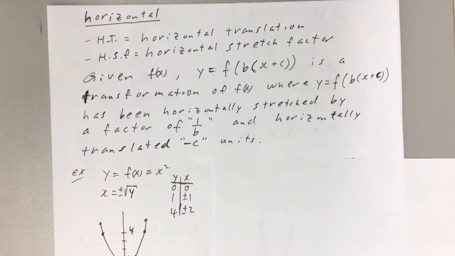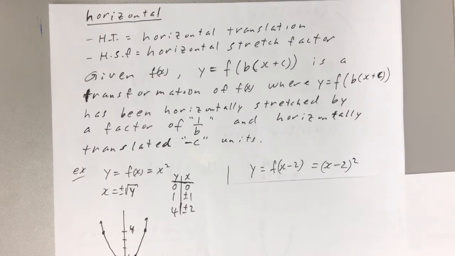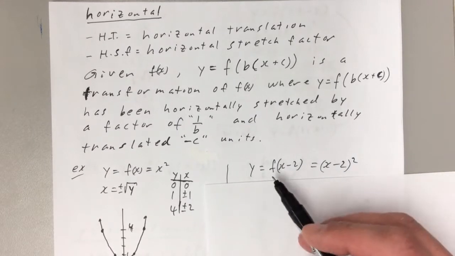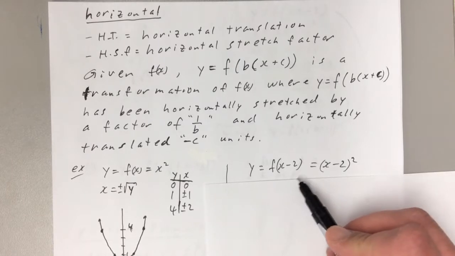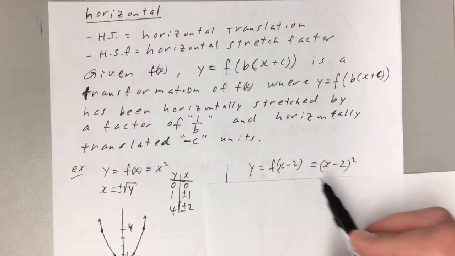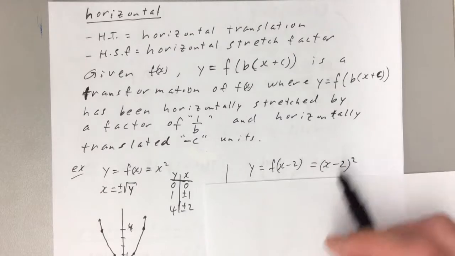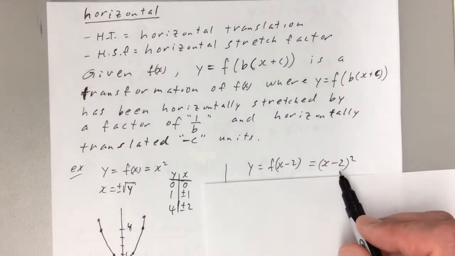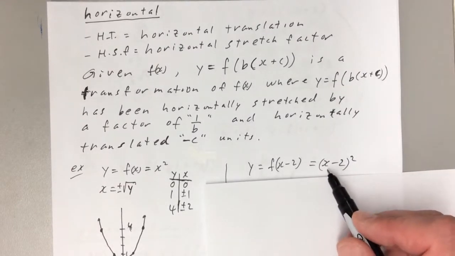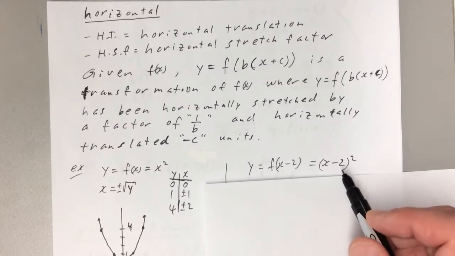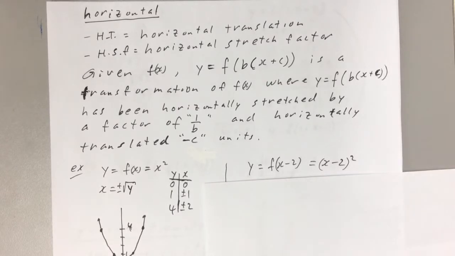Okay? So if we want to graph this one here, y equals f of x minus 2, well, that's just x minus 2 squared. And we know what that looks like from what we know about quadratics. That's shifted to the right 2. Which often people will make mistakes and think that that should be shifted to the left 2, but because it's inside here, it's shifted to the right 2. And we're going to explain why.